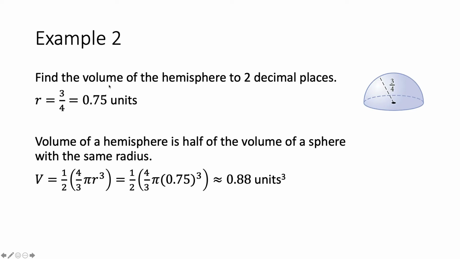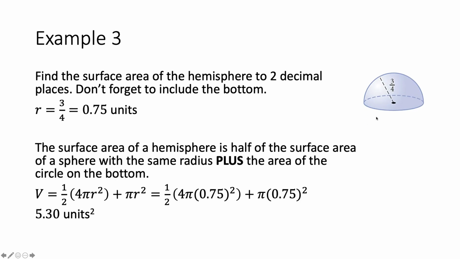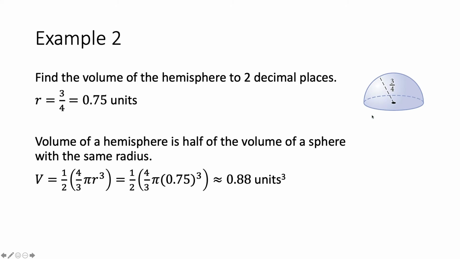Now, let's think about how to adjust the volume formula now that it's a hemisphere, half of a sphere. So the volume of a hemisphere is half the volume of a sphere with the same radius. So if there was a whole sphere with the same radius, that would have twice the volume that this hemisphere has.